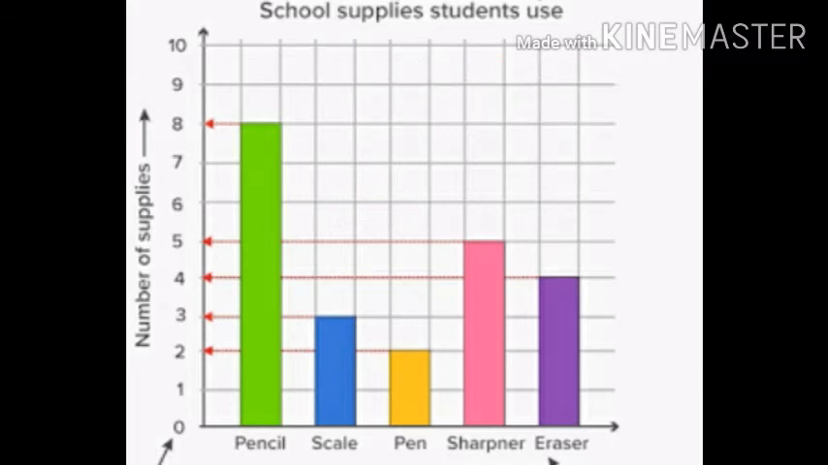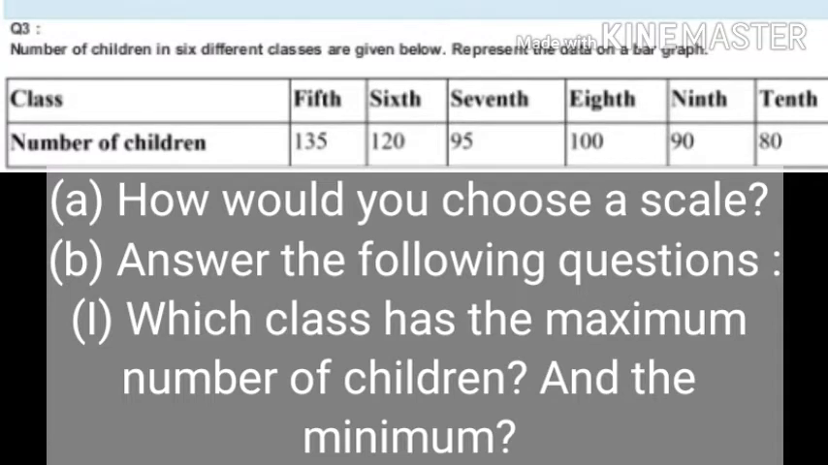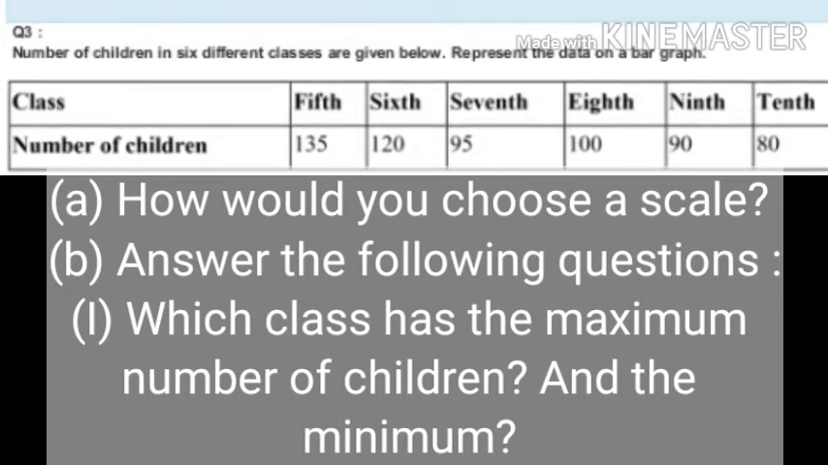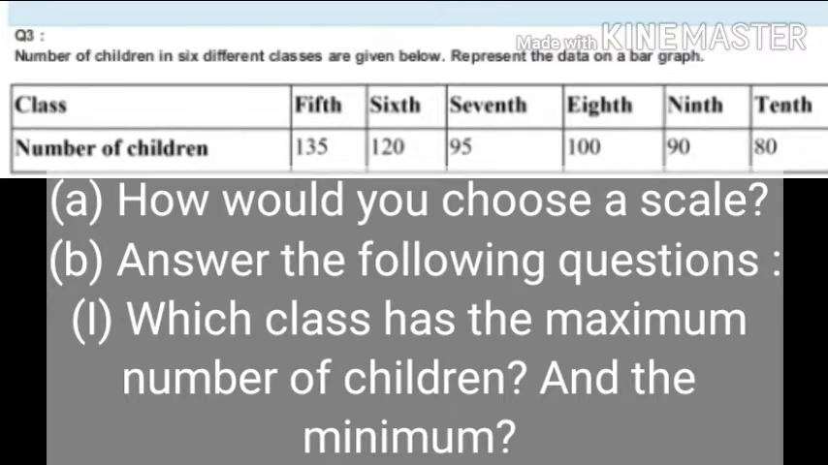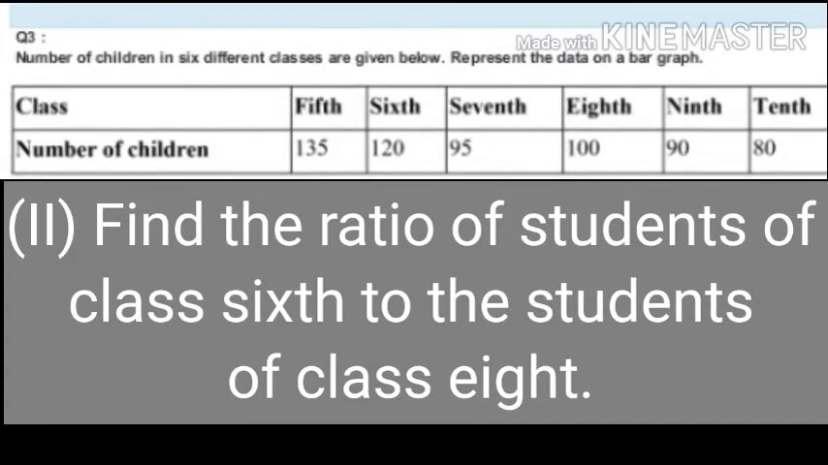We have a table giving the classes and their strength. Okay, so class 5th 135 students, class 6 120 students, class 7 95 students, class 8 100 students, class 9 90 students, and class 10 80 students. A. How would you choose a scale? B. Answer the following questions. First, which class has the maximum number of children and the minimum? Second, find the ratio of students of class 6 to the students of class 8.